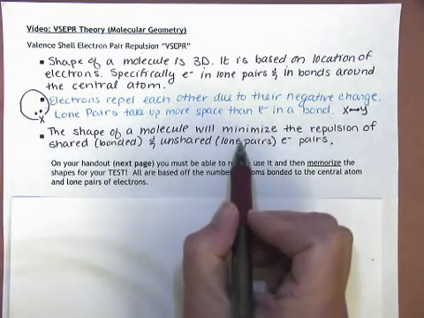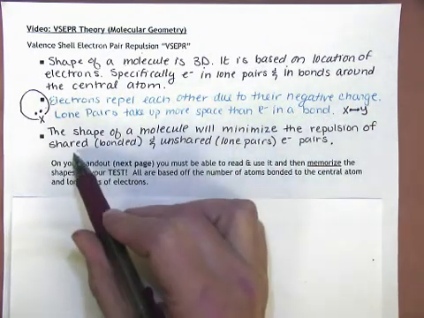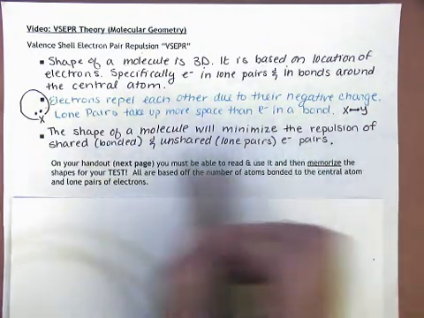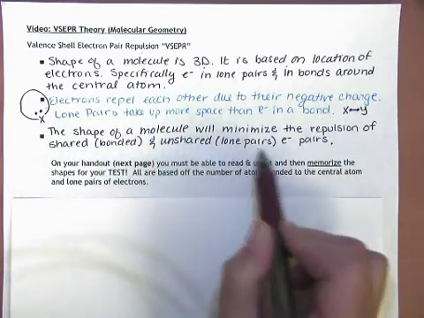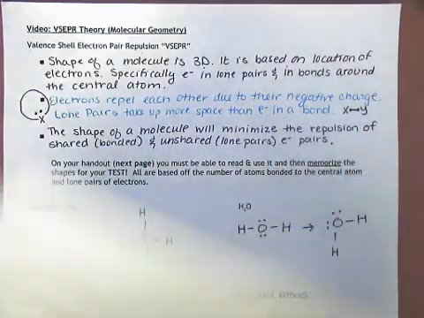The shape of a molecule is going to minimize the repulsion of shared and unshared electron pairs. Shared being electrons in a bond, unshared being lone pairs of electrons. So, two examples.